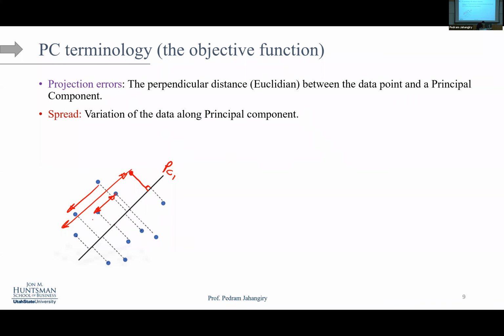So technically, we can call this a spread, this a spread. But different textbooks define it differently. So I just want you to look at the big picture. The variation alongside the PC, think of it as a spread. Okay.